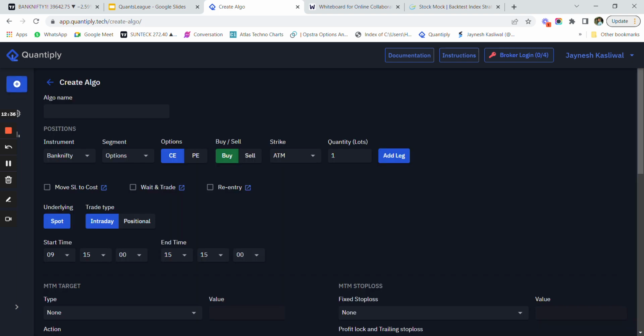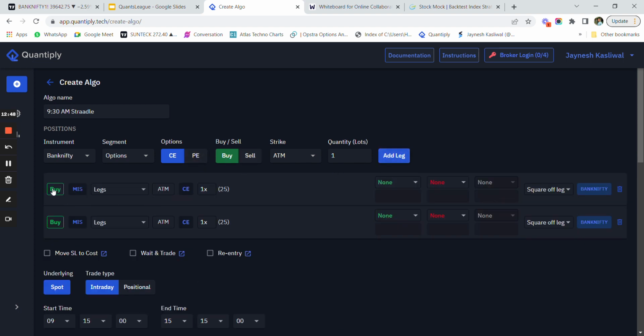So let's create a strategy. I am creating a 9:30 a.m. straddle. I have written a name here. I have made a Bank Nifty options selling strategy. Add leg, add leg. Now here you can see that this is a buy strategy. I have to change it to sell here. Both are CEs. I have to change one to PE.